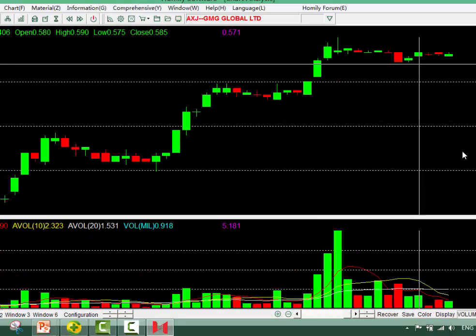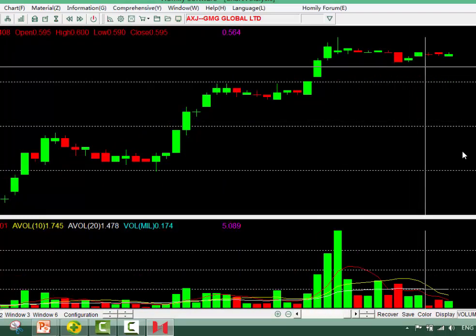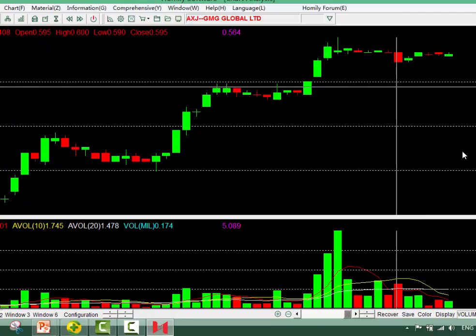Okay, so we can see now, do we get in or not? Now the trend is uptrend or downtrend? It's sideways because the number of the candlesticks is the same.